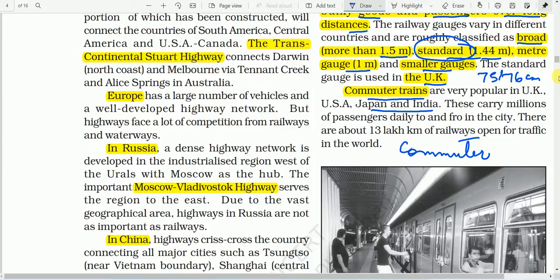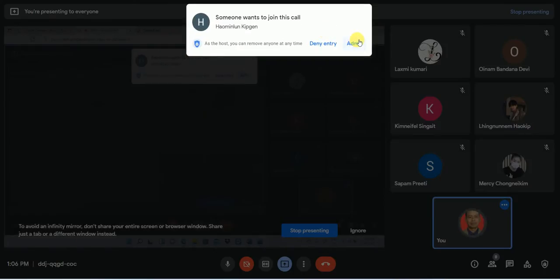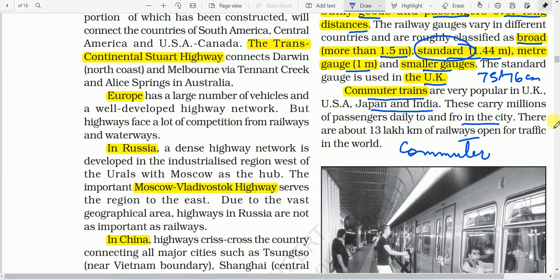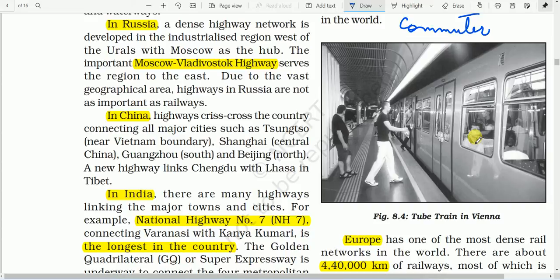And these carry millions of passengers daily to and fro in the city. And there are about 13 lakh kilometers of railway open for the traffic in the world. And see, this is a tube train in Vienna, and this is also an example of commuter train. So many passengers are traveling every day, to and fro.